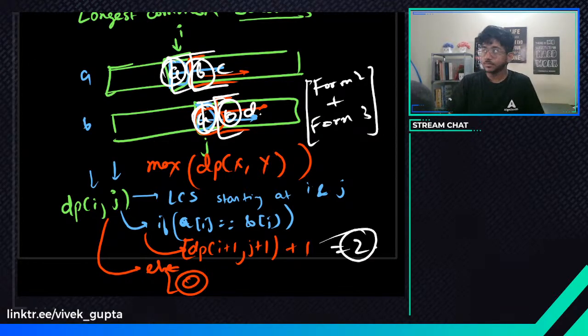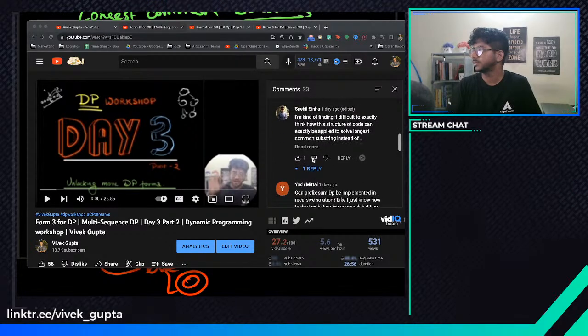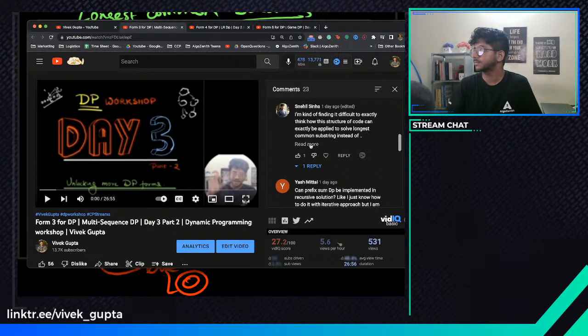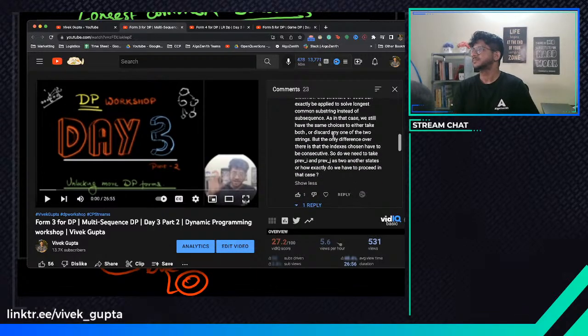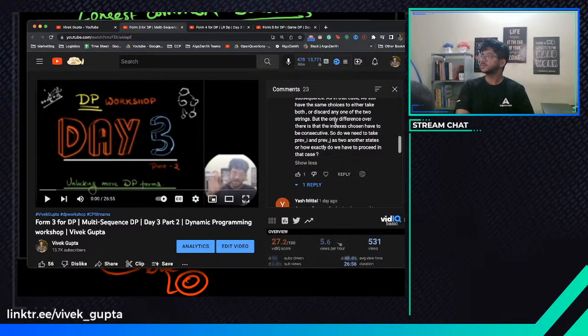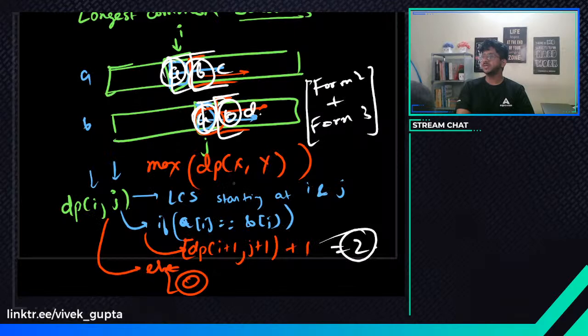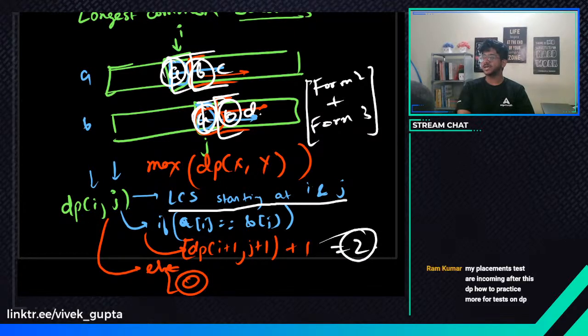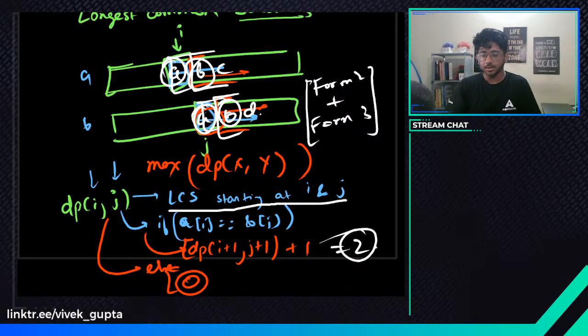Okay, let's go back. Let's try to take more questions. People are finding it difficult because the meaning was a bit different. Longest common substring starting at i and j: both have to start at i and j. It is not like subsequence where the characters can disappear in between. That's the thing.